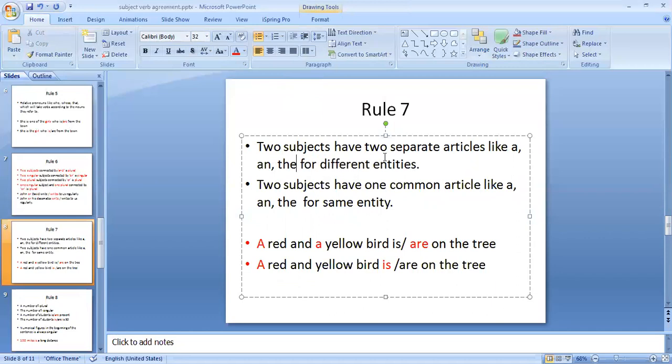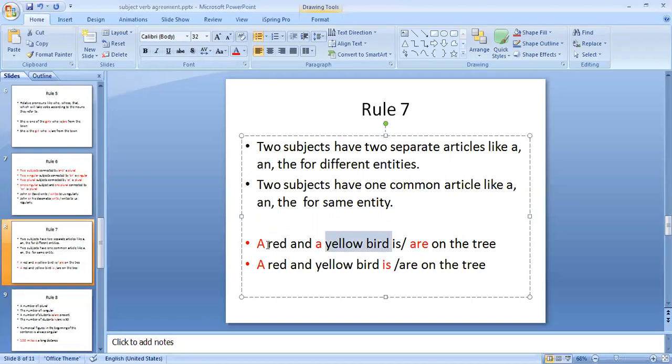Two subjects have two separate articles, like a and the, for different entities. Two subjects have one common article, like a and the, for the same entity. Please look at the example: a red and a yellow bird. So how many birds are here? Two birds. One is red in color, another is yellow in color.